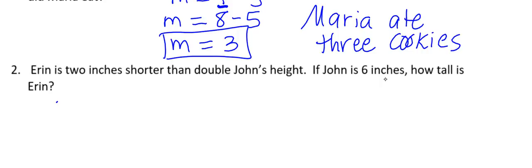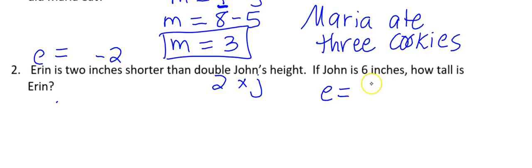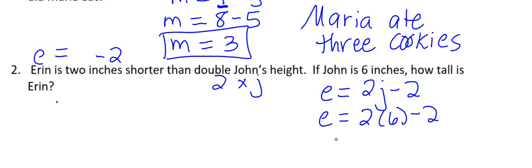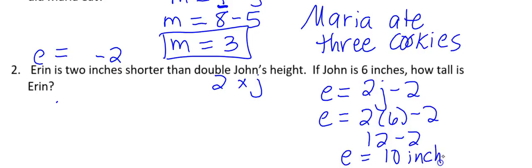So again, we're going to set it up just like the last one. Aaron, E, she is 2 inches shorter than, so that's minus 2, and then it's double John's height, so that's going to be 2 times John's height. All right, so I'm going to plug all this in, and I'm going to say that Aaron is equal to John's height times 2 minus 2. And I know John's height, so I'm just going to plug it in. Aaron is equal to 2 times 6 minus 2. So I'm going to evaluate that. 2 times 6 is 12. 12 minus 2 is equal to 10. So E is equal to 10. So the answer is 10 inches.